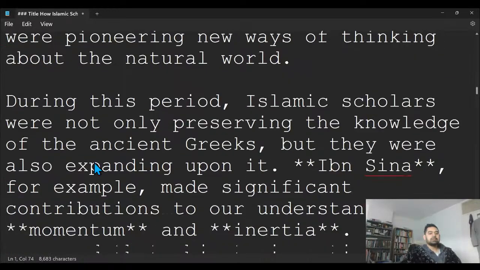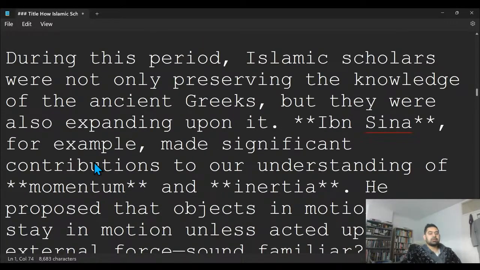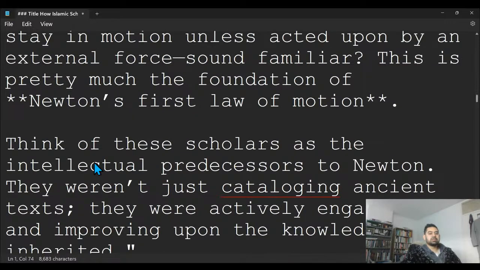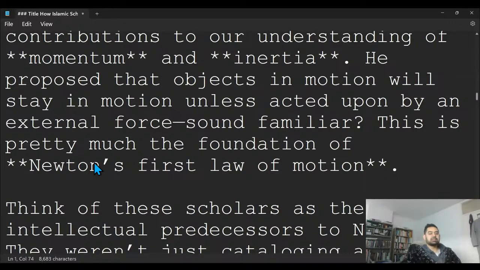During this period, Islamic scholars were not only preserving the knowledge of the ancient Greeks, but were also expanding upon it. Ibn Sina, for example, made significant contributions to our understanding of momentum and inertia. He proposed that objects in motion will stay in motion unless acted upon by an external force. Sound familiar? This is pretty much the foundation of Newton's first law of motion.